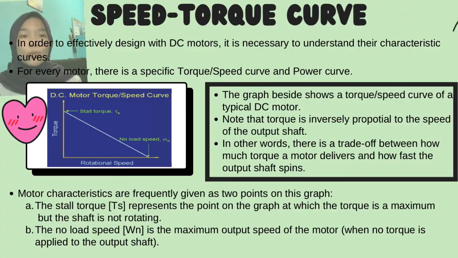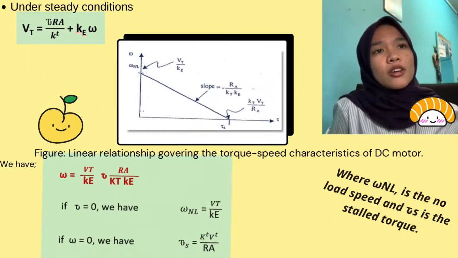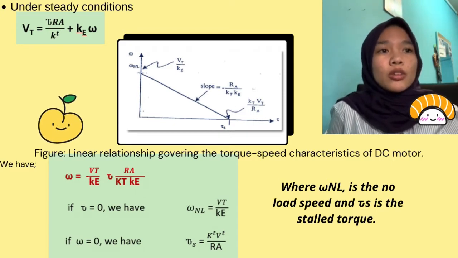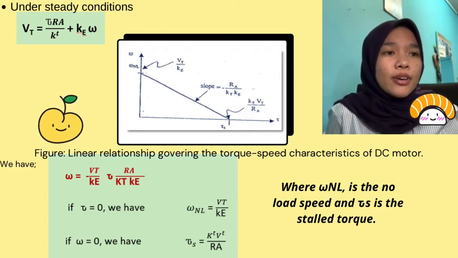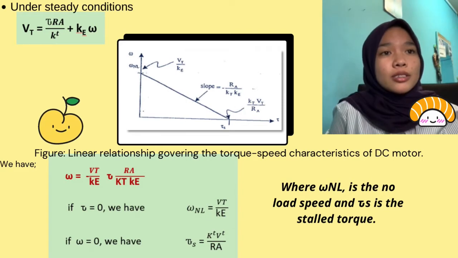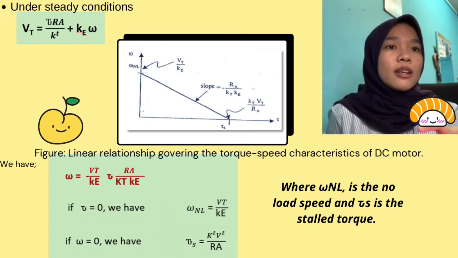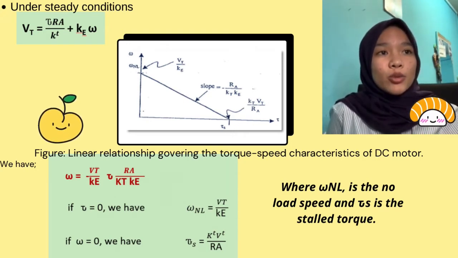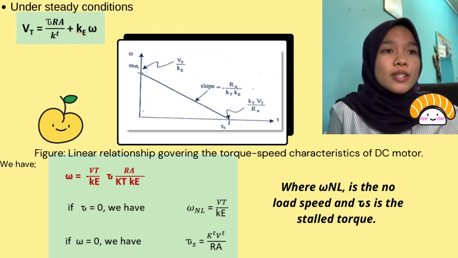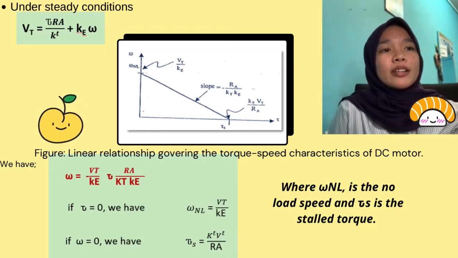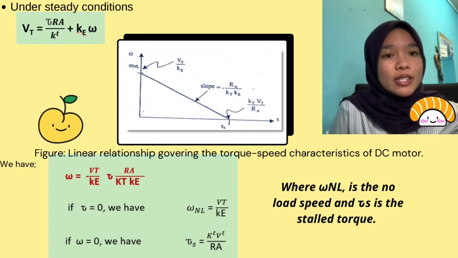The formula under steady condition is Vt equal to torque times Ra divided by torque constant, plus voltage constant times speed. This equation forms a linear relationship between the generated torque and velocity. This figure shows that linear relationship governing the torque speed characteristic of DC motor.